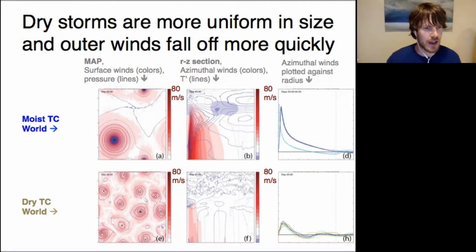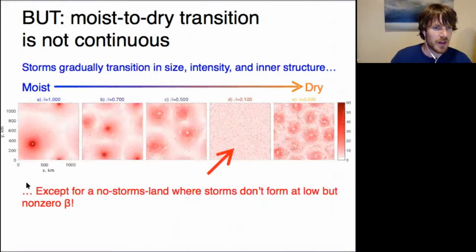So we also want to understand whether the transition between these very different structures of vortex is continuous or not. And that's where things get to be interesting and quite confusing. The storms do tend to gradually transition in size, intensity, and inner structure, except that there's this no storms land where storms don't form at all at low but non-zero surface wetness. This is showing beta values of 1 for a moist surface, 0 for a dry surface on the right, and then values of 0.7, 0.5, and 0.1 in between.